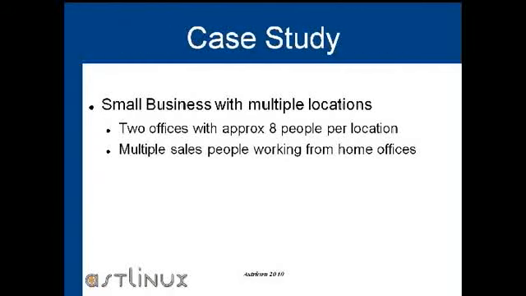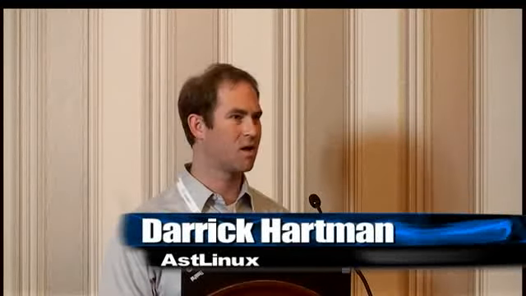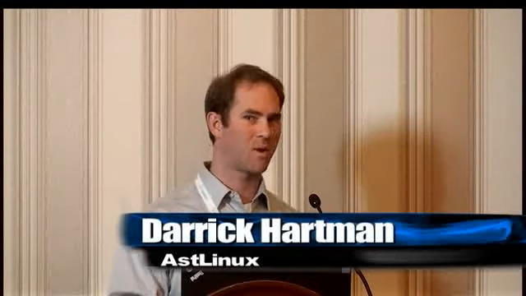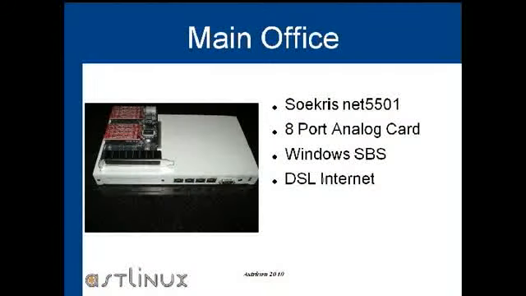a small compact system, has 512 megs of RAM, uses an AMD Geode processor. Paired that with an 8-port analog card, and it works well with Windows Small Business Server, and they have a DSL internet connection there. This happens to be at a rural telco. They're able to get 3 megs down and 1 meg out, so it's really not a lot of bandwidth, especially when you're talking with 2 locations and several remote salespeople. You have to have robust traffic shaping in place.